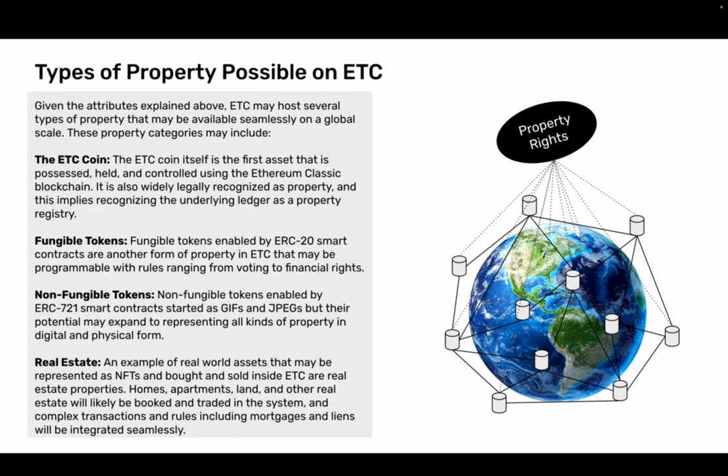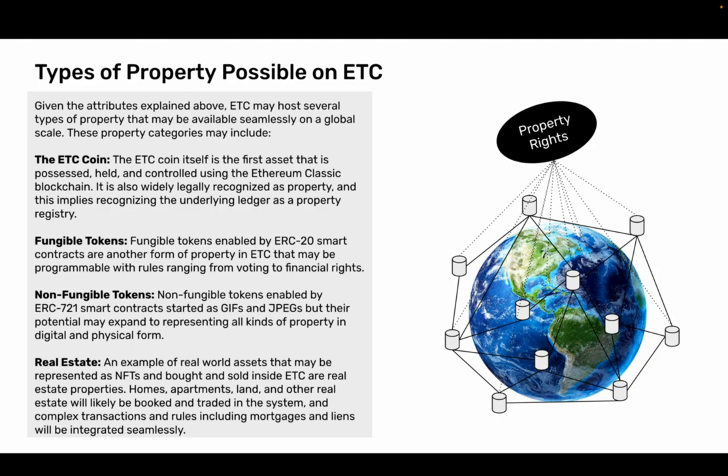Types of property possible on ETC. Given the attributes explained above, ETC may host several types of property that may be available seamlessly on a global scale. These property categories may include the ETC coin. The ETC coin itself is the first asset that is possessed, held, and controlled using the Ethereum Classic blockchain. It is also widely legally recognized as property, and this implies recognizing the underlying ledger as a property registry.